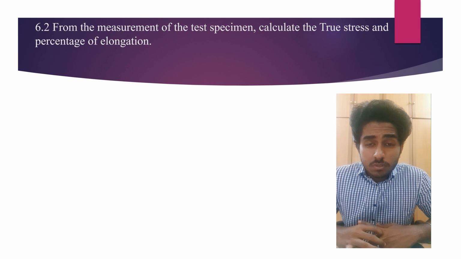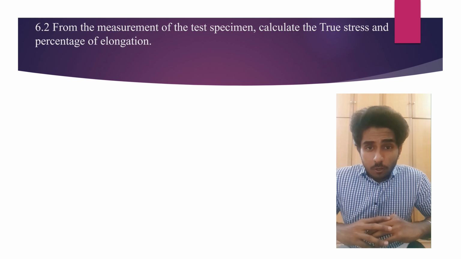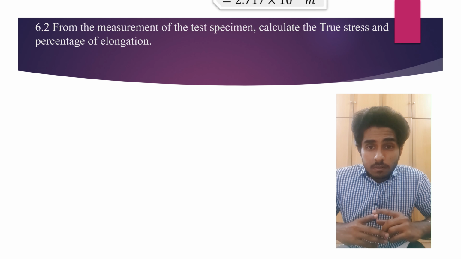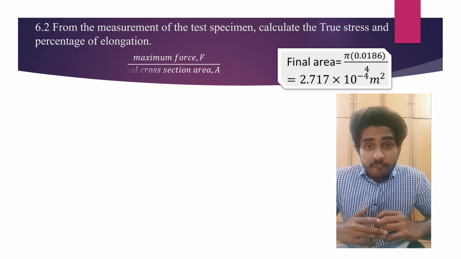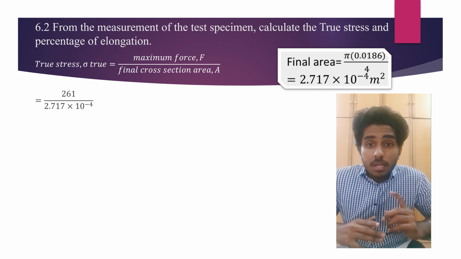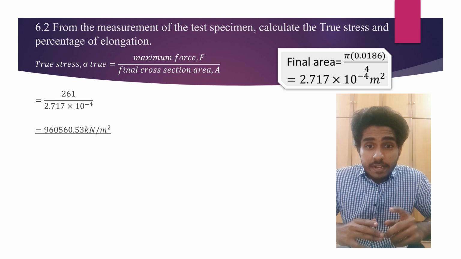Under this discussion, we have another question 6.2. We have to calculate the true stress and also the percentage of elongation. To find the true stress, we have to divide maximum force with the final cross-sectional area. The final cross-sectional area is 2.717 times 10 power negative 4 meter square. So it will be 261 kilonewton divided with 2.717 times 10 power negative 4 meter square and we will get a value of 960,560.53 kilonewton per meter square.